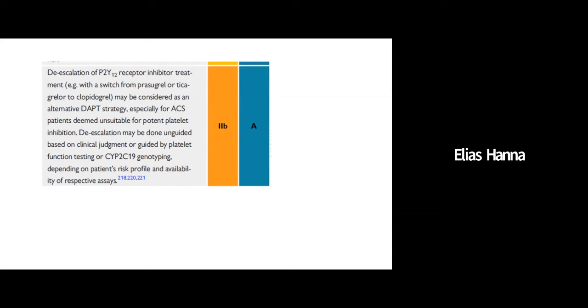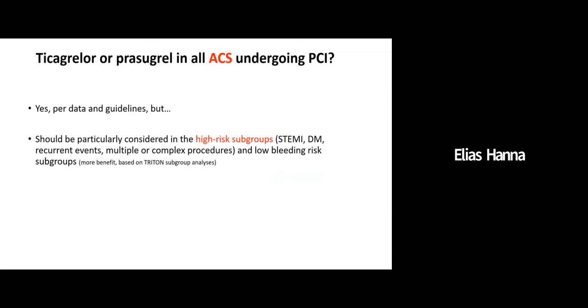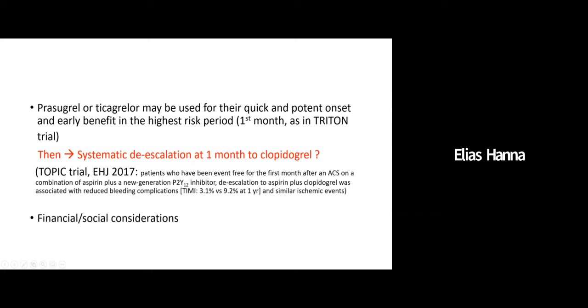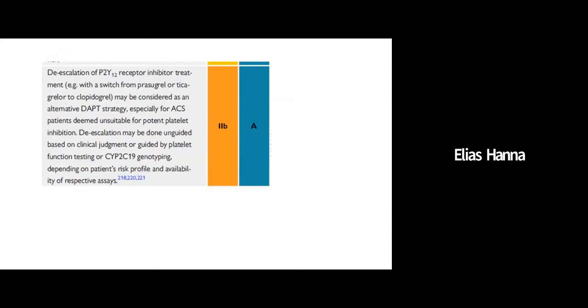Keep in mind, compared to Clopidogrel, take into account the age, older than 70, 80, and the more questionable net benefit of those agents. Take into account the presentation: STEMI, diabetes, multiple recurrent ACS. Those are the patients who probably do benefit from the more potent antiplatelet agents. Also keep in mind the idea of de-escalation, and potentially using genetic or platelet reactivity testing to de-escalate, especially at 1 month. But you can do de-escalation even without those. And that's probably the more practical approach.